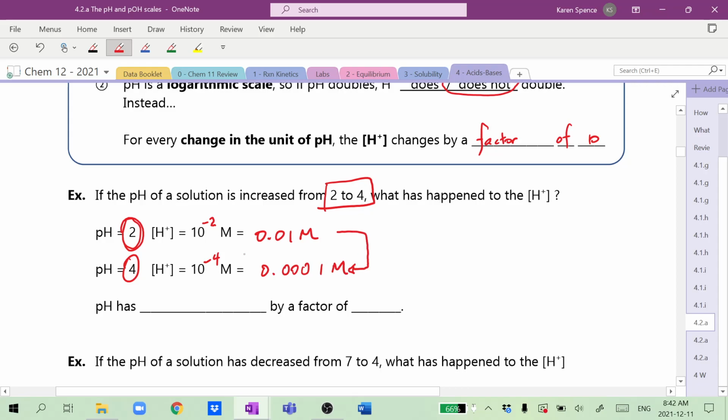So when our pH increased by 2 units, our hydrogen ion concentration decreased by 10 to the 2. In other words, it changed by 1/100th. It got smaller by 1 over 10 to the 2. So the hydrogen ion concentration has decreased by a factor of 1/100th.